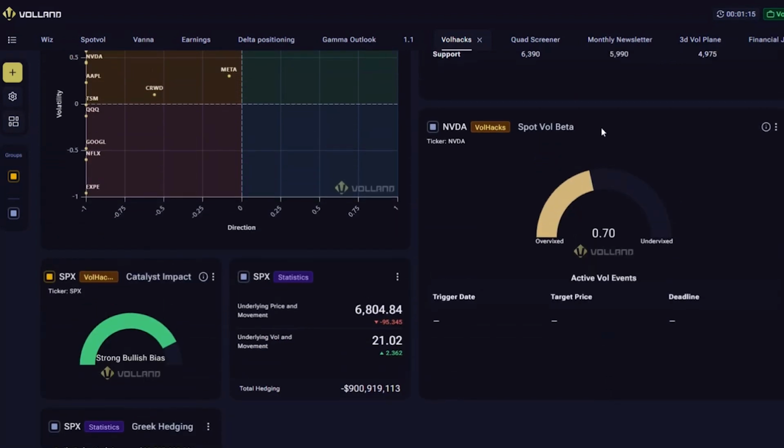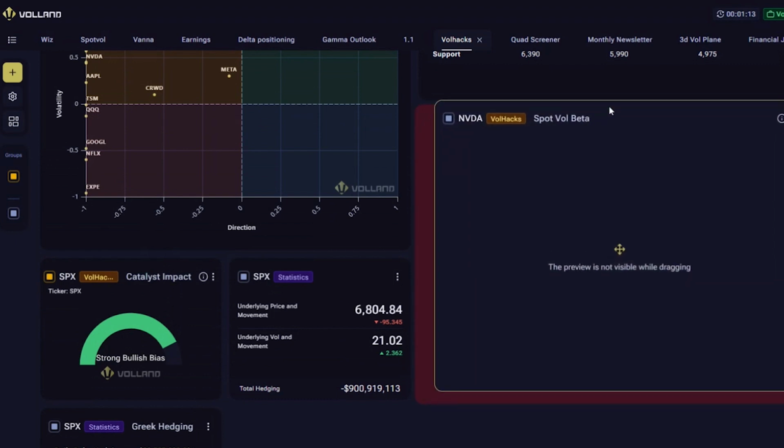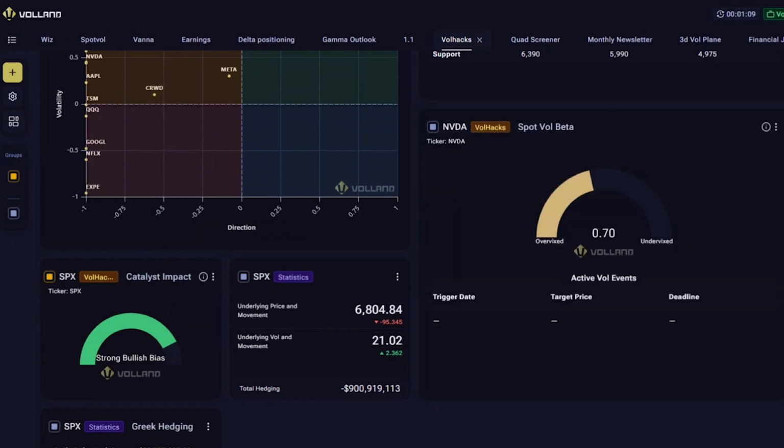The final new VolHack is the Spot Vol Beta widget. The study that garnered the most attention for me on X was my Vol event study, and this VolHack is a gauge showing the deviations between the current and historical spot vol correlation, as well as active vol events. If you want to see the active vol events, you must have the size as medium. When the market drops and IV moves more than historically implied by 2 points or more, as measured by its VIX, it is considered a vol event.